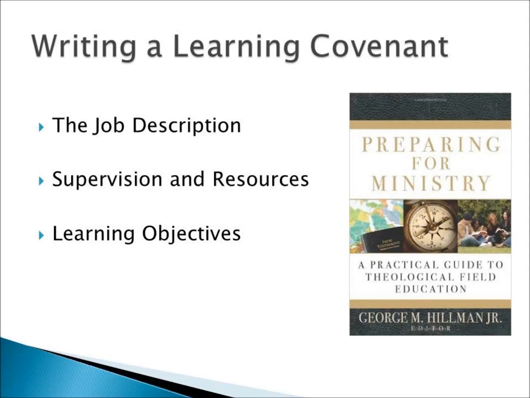Now, notice section number 2, supervision and resources. This is the critical part of the covenant. It describes the mentoring relationship. In this section, you are asked to outline how you desire the mentoring meetings to be handled, as well as what you desire in the actual working relationship with your field supervisor. Expectations can be expressed, and unrealistic ones can be discarded.